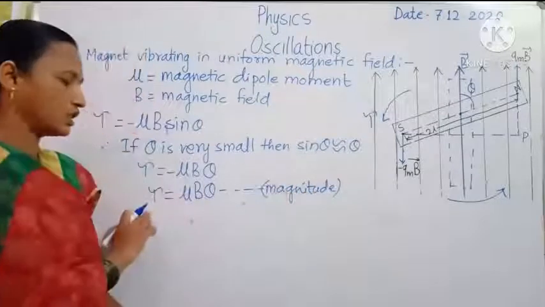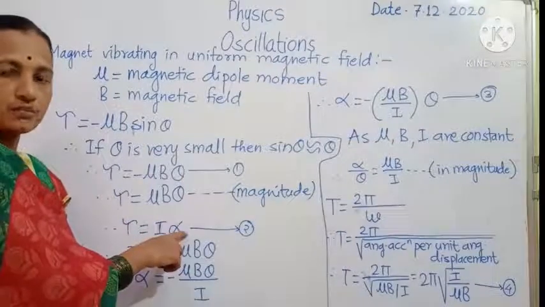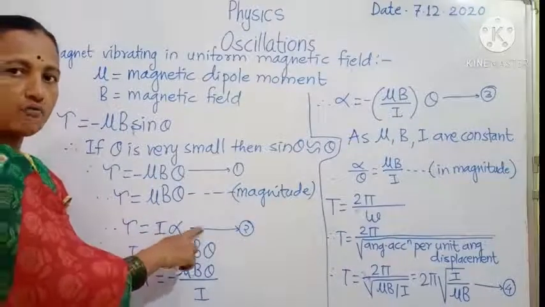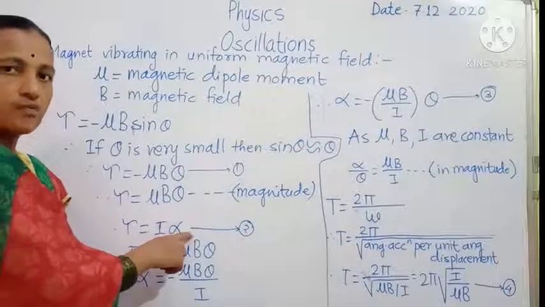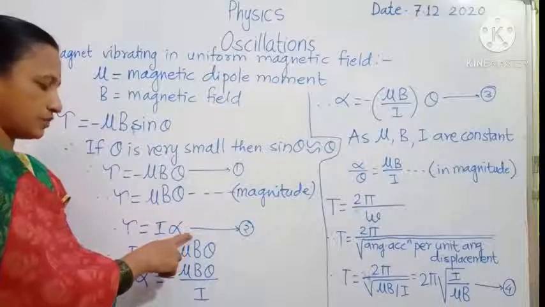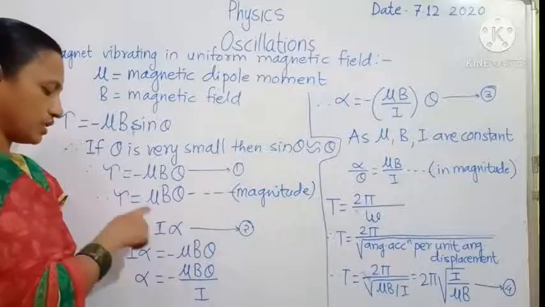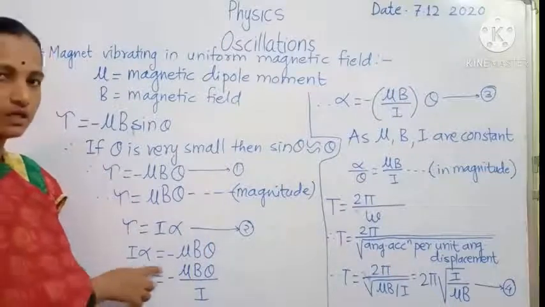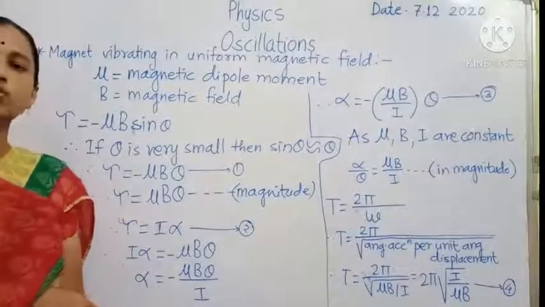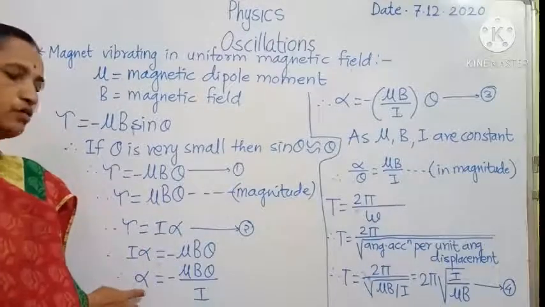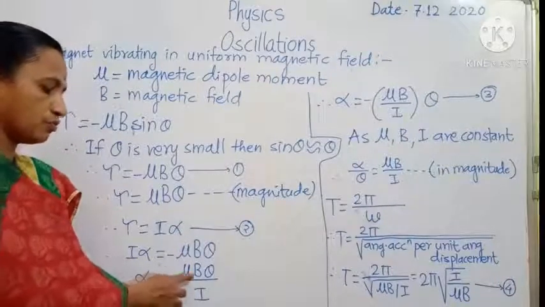The equation between torque and angular acceleration is tau is equal to I alpha, where tau is the torque, I is the moment of inertia, and alpha is the angular acceleration. Comparing equation 1 and equation 2, we get I alpha is equal to minus mu b theta. Hence we calculate the angular acceleration alpha.